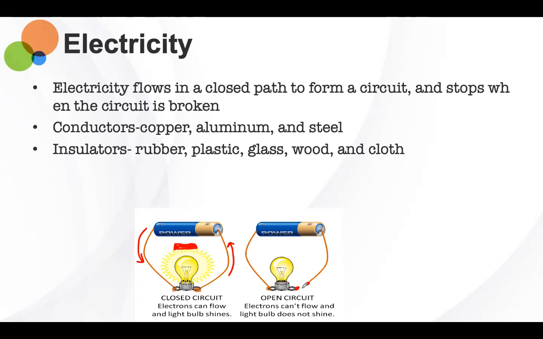There will be a little space here. It's called an open circuit. All right, so electricity flows a closed path to form a circuit and stops when the circuit is broken. So if there's a broken circuit here, if you have a toy that produces light and one of the wires is broken, you find that the toy stops working and you would try and throw it away.